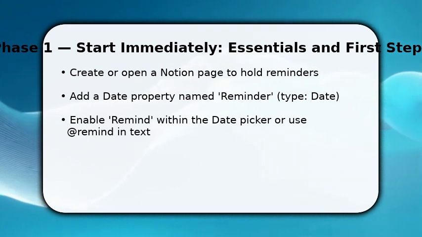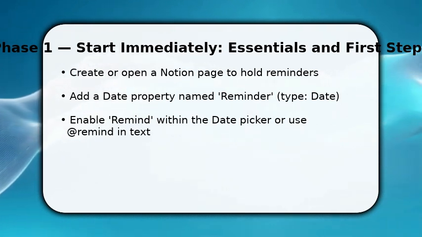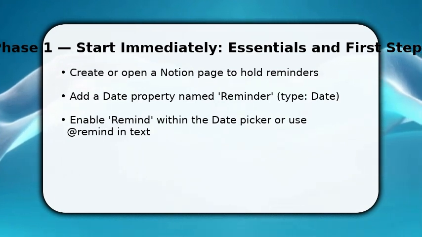Once done, click the date field and enable the built-in Remind option, or type @remind in a page or block to schedule quick alerts. This first step ensures Notion stores both the timestamp and the notification meta. Make sure to name the property clearly so automations and filters can find it easily later.